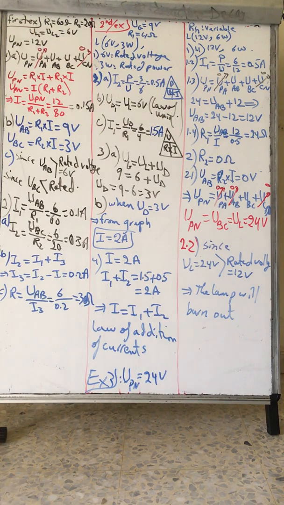Part C. One of the two lamps has the risk to burn out while the other one gives faint light, or shines dimly, or weakly. Why? Since UAB, meaning UL1, which is 9 volts, is greater than the rated voltage of the lamp, which is 6 volts, the lamp will burn out. Second lamp UBC equal UL2, which is equal 3 volts, which is less than the rated voltage of 6 volts, implying the lamp shines weakly or dimly.